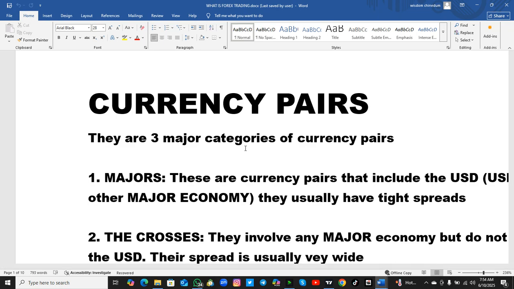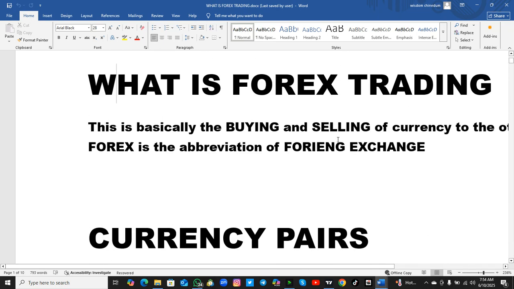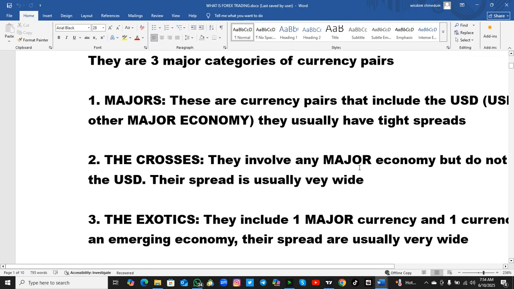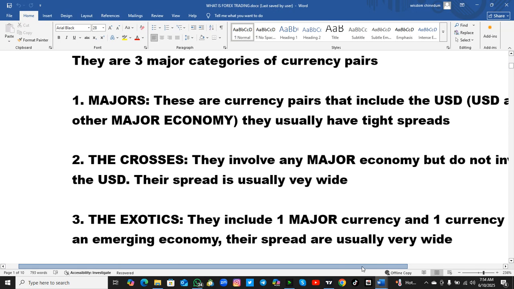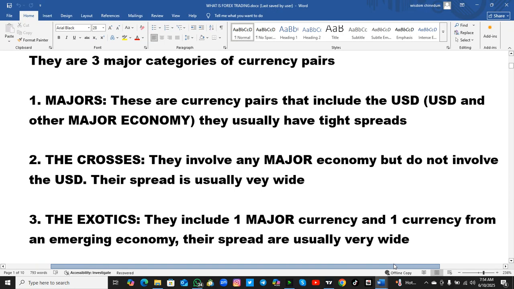These are currency pairs that include the USD and any other major economy. They usually have tight spreads. These major currency pairs will help you secure your profit, rather than blow your account in the speed of light. So that's what the major currency pair is all about. You have a tight spread, the spread is not much, it's little, so they help you tighten your profit.